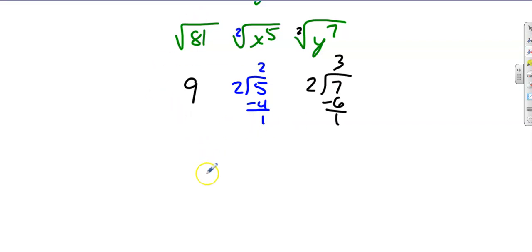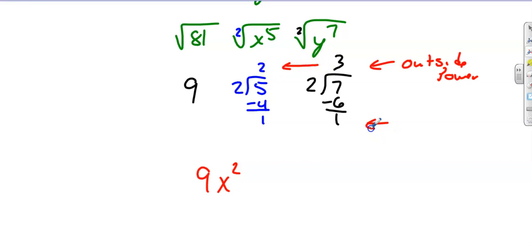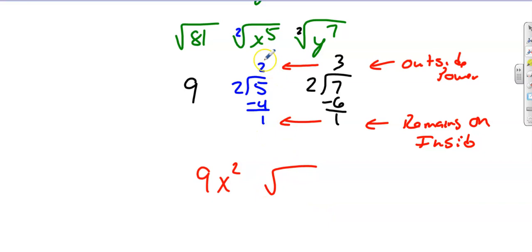Okay, so putting all this together, we've got 9 here. We've got 2 x's on the outside. We've got 1 x left over on the inside. And if you stack it up this way, where you do each one at a time, everything on top is what goes on the outside, and everything in your remainder remains on the inside. So for the square root here, we're going to have 1 x on the inside and 1 y on the inside. But we've got 2 x's and 3 y's that would then go on the outside.